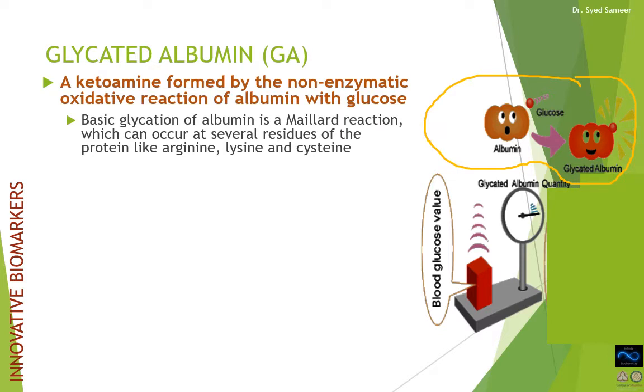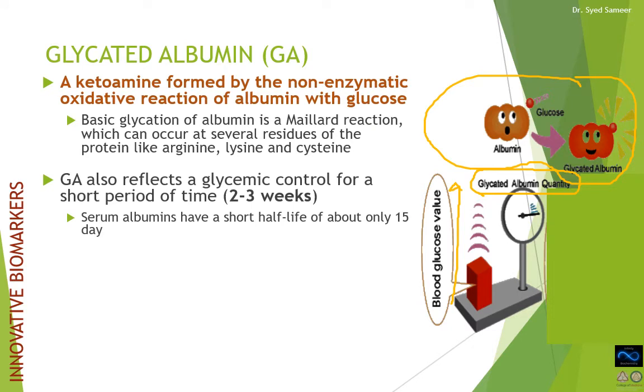The glycated albumin is produced in direct proportion to the serum concentrations of the glucose. So as the serum concentration of the glucose will increase, glycated albumin quantity within the serum will also increase, and hence it is a direct prognostic biomarker for the reflection of the glycemic control for a shorter period of time, only 2 to 3 weeks. Why only 2 to 3 weeks? Because albumin in itself has a shorter life of only 15 days.